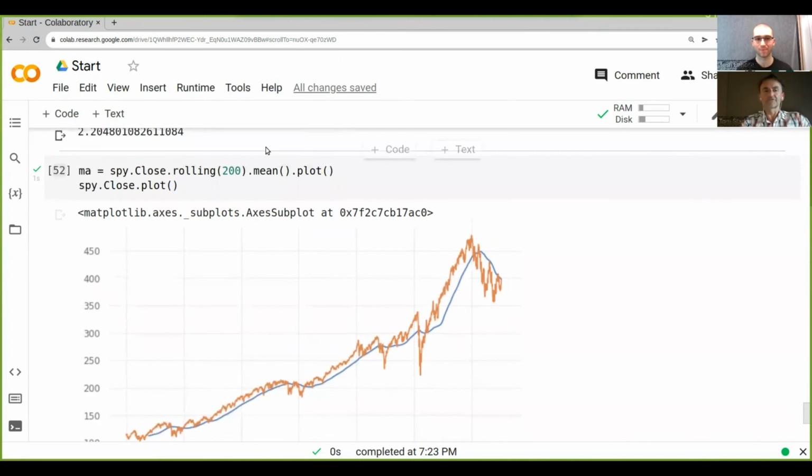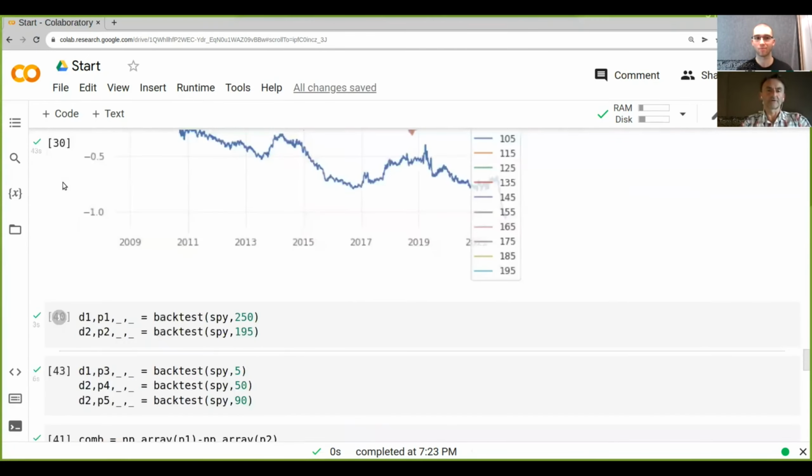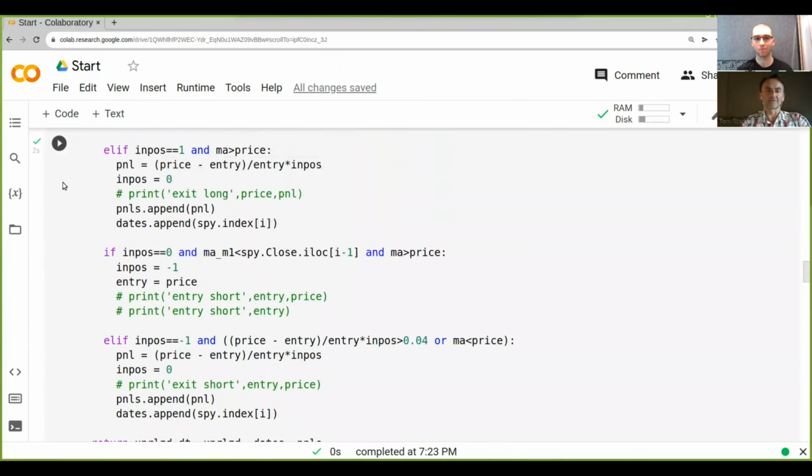Now here comes the interesting part. This wasn't really that fascinating, but what we can do now is MA minus SPY close dot plot. Okay. And now what we see is basically the difference between the price and the average. And so remember, if we're above the price, right, we go long. Or actually, I just need to check again what we did up here.